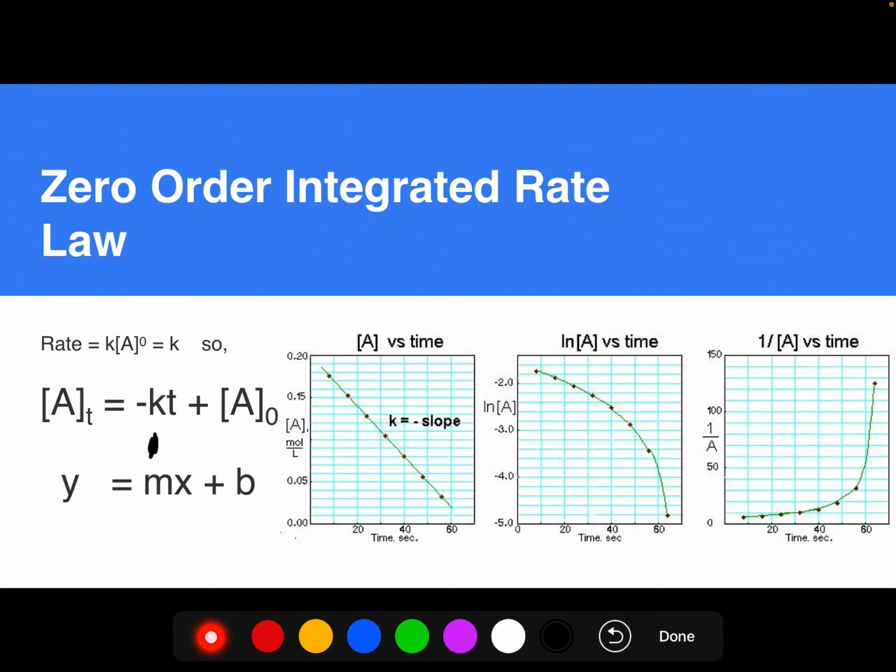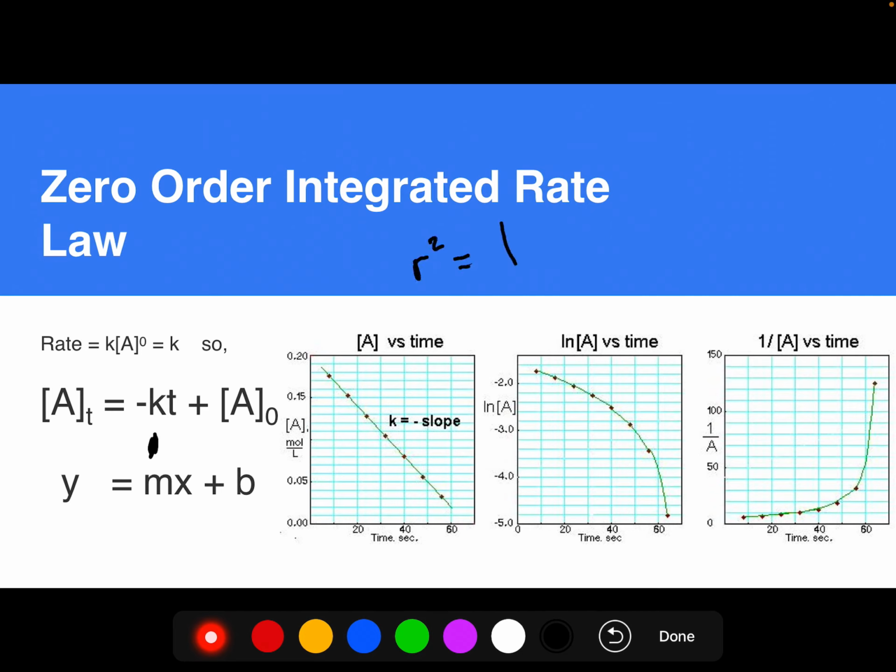So what this allows us to do, if you make a graph, if you just make all three graphs or do a linear regression using each set of data, one is concentration versus time, one's natural log of concentration versus time, and one is inverse concentration versus time. If you do a linear regression of each of them, look at your correlation coefficient, which is the r-squared value.